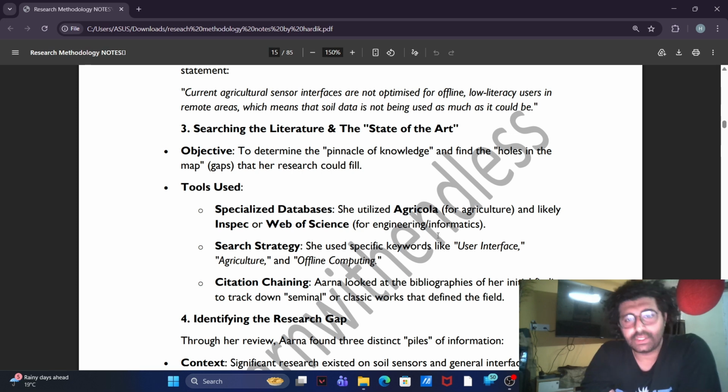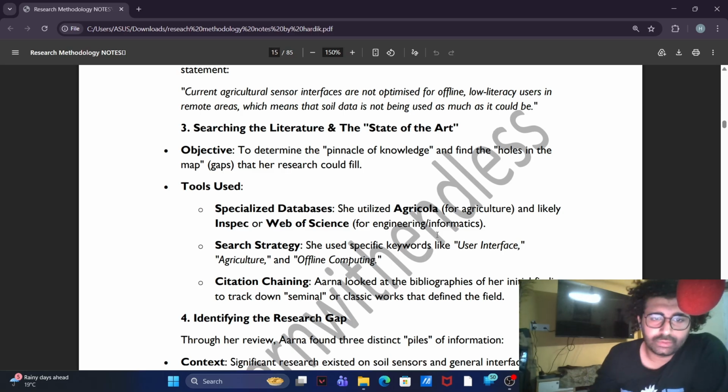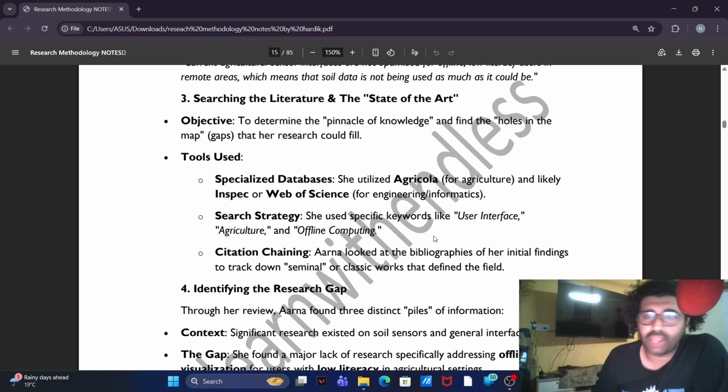Searching the literature and state of the art. Objective: to determine the pinnacle of knowledge and find holes in the map, basically the gaps that her research could fill. She used tools like specialized databases. She used AGRICOLA for agriculture and likely Web of Science for the informatics.